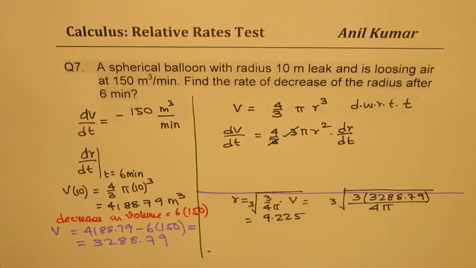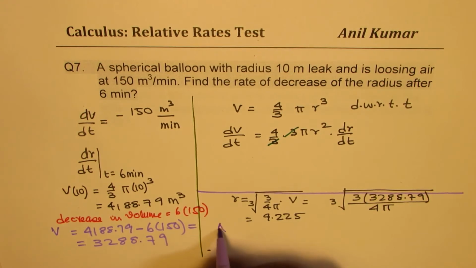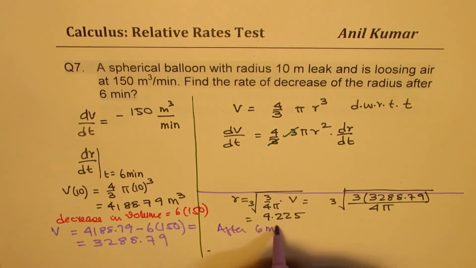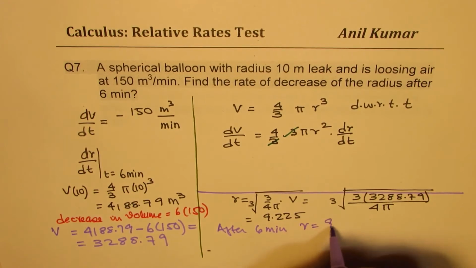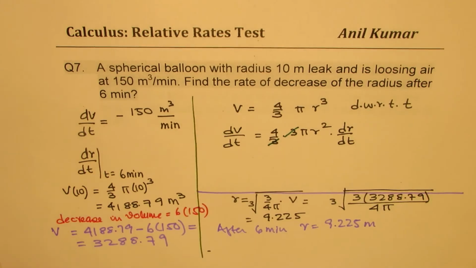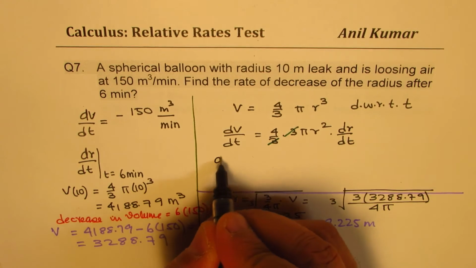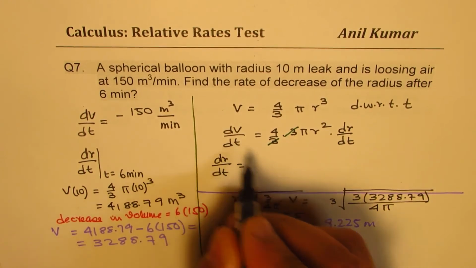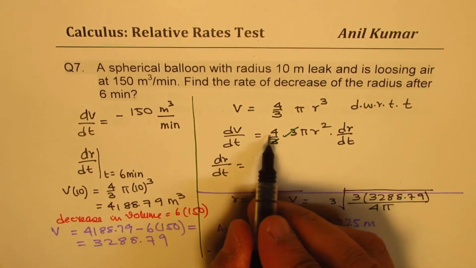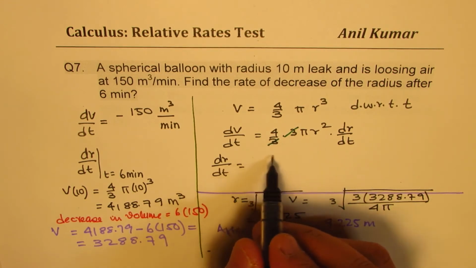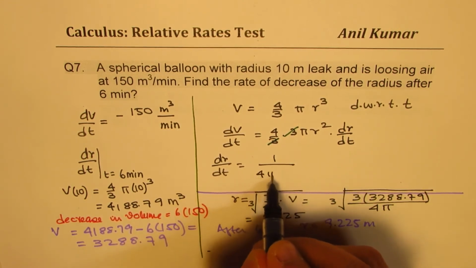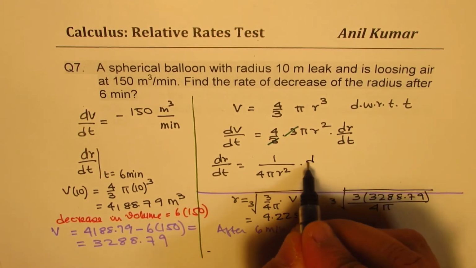We worked all this out and found that after 6 minutes the radius will be 9.225 meters. Initially, it was 10 meters. You get an idea, right? That is what it is. And now we can find what dr/dt is. So dr/dt will equal 1 over 4 pi r square times dV/dt, since 4 pi r square comes in the denominator.